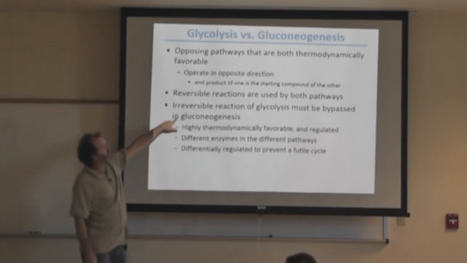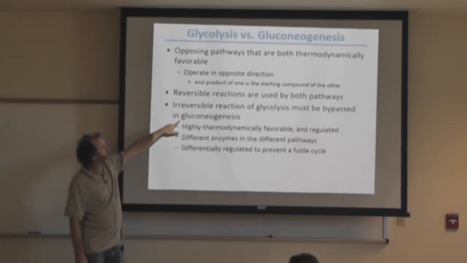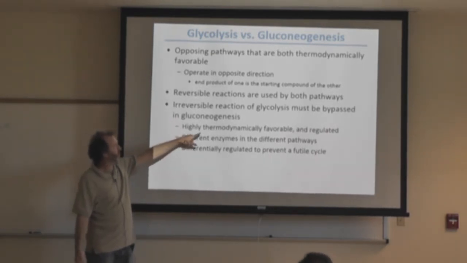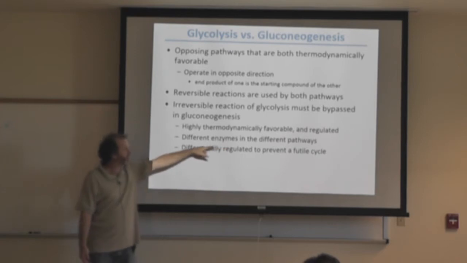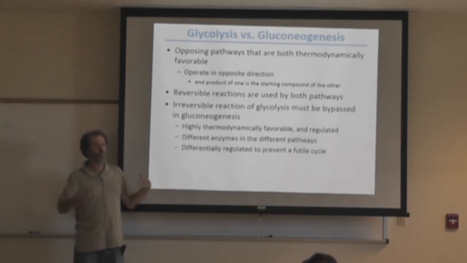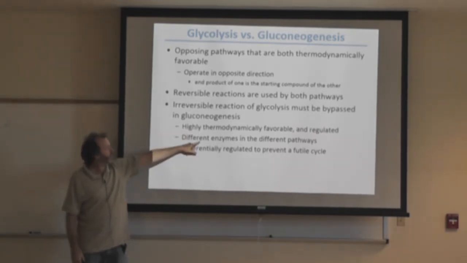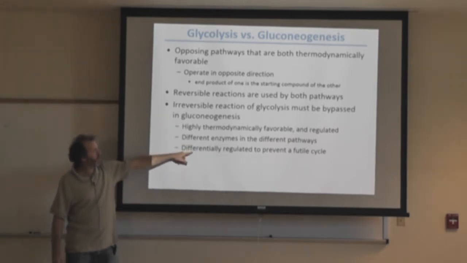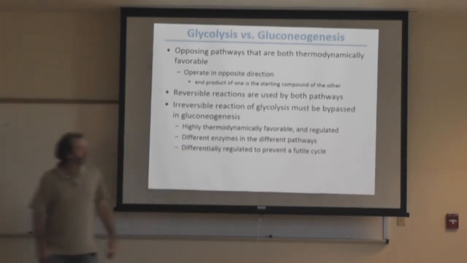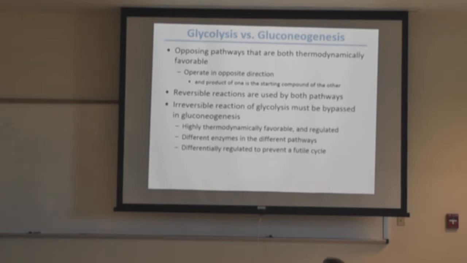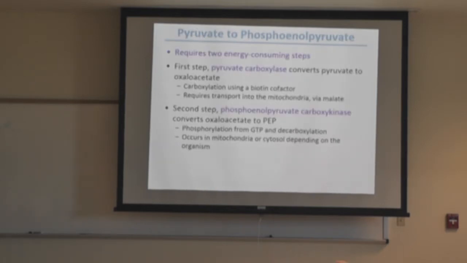So irreversible reactions of glycolysis must be bypassed in gluconeogenesis, and these are highly thermodynamically favored and regulated. So a lot of the regulated steps are the ones that have a high free energy change. Different enzymes are used in different pathways, differentially regulated to prevent a futile cycle, like I was saying.